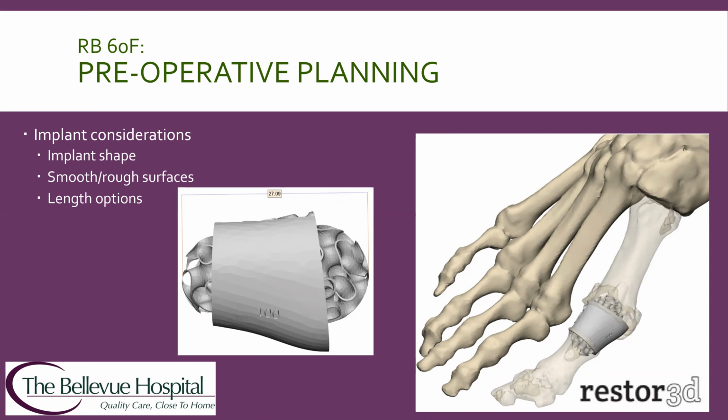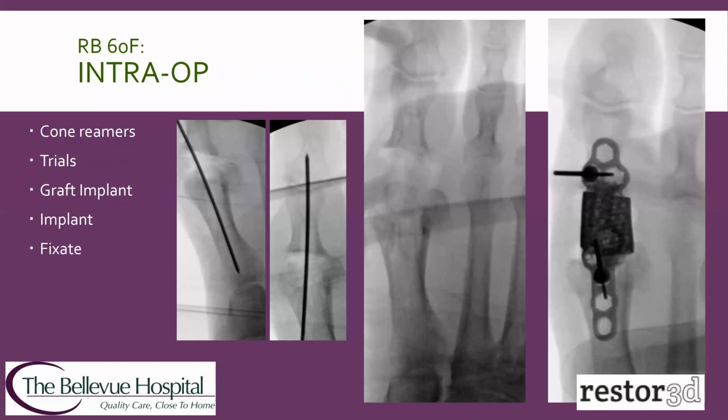So without reservation, I would highly recommend to anybody doing them in two separate components: having the 3D printed cage and then an off-the-shelf first MPJ plate. Typically, the revision plates work better because they're a little bit longer. So we use off-the-shelf fixation for that.